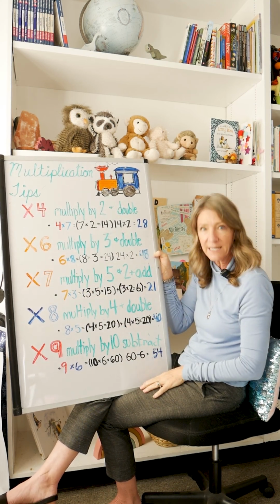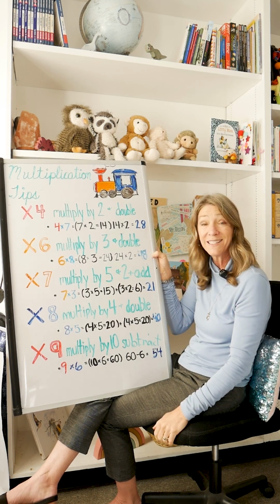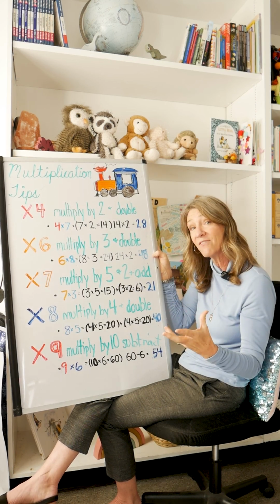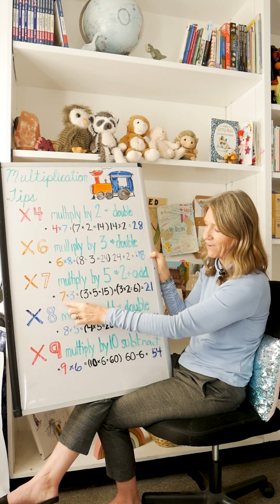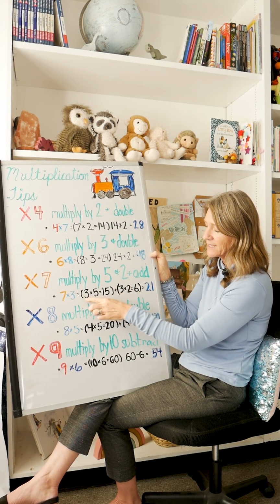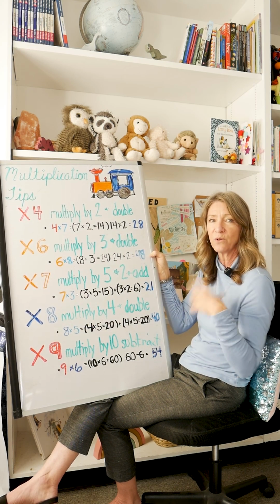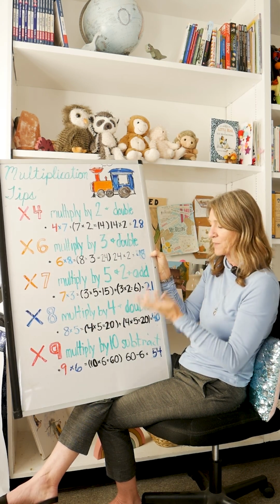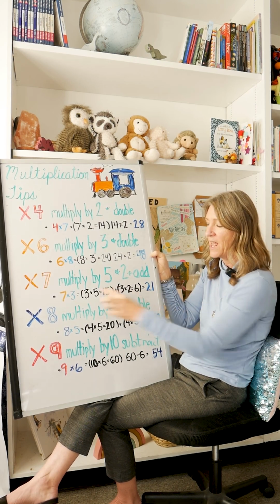7s are the sticking place, aren't they? Like the kids really struggle with 7s. All we need to do is multiply by 5, multiply by 2, and add that together. So if I've got 7 times 3, let's break that 7. I'm using that number bond concept. So 3 times 5 is 15. 3 times 2 is 6. Let's put that together. We've got 21.